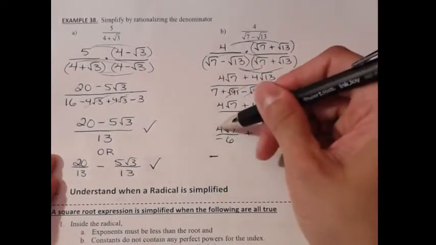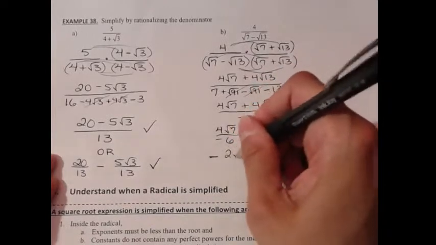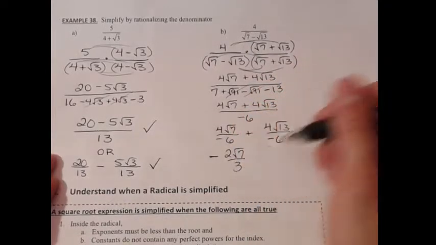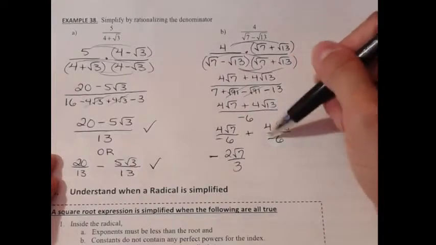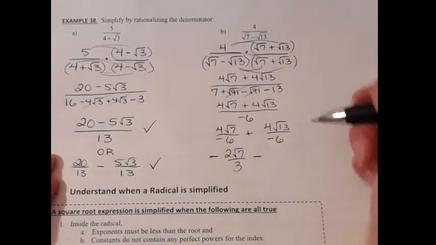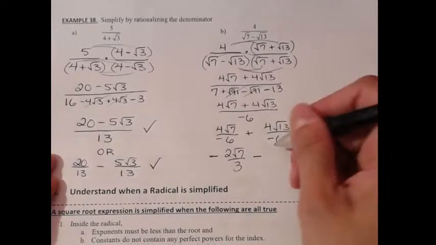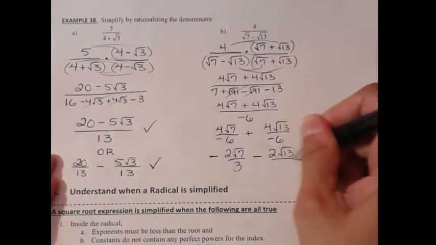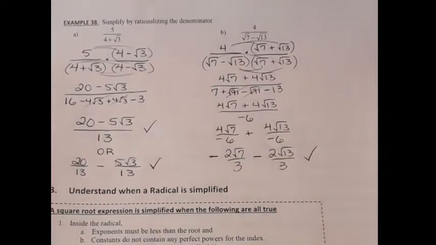4 and 6 are both divisible by 2, so this becomes 2 square roots of 7 over 3. A positive divided by a negative is a negative. 4 and 6 reduce again, so it's 2 square roots of 13 over 3. And that is your final answer. That is what you're looking for.